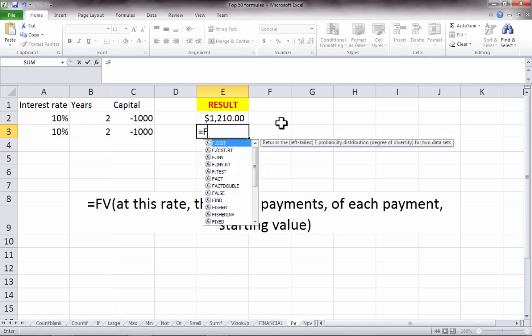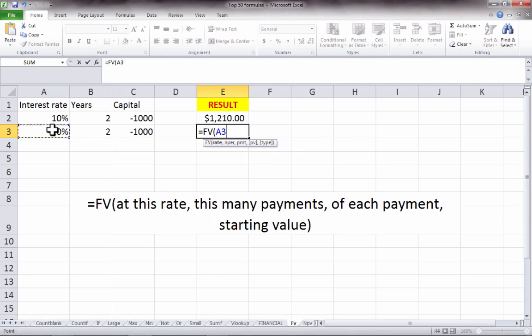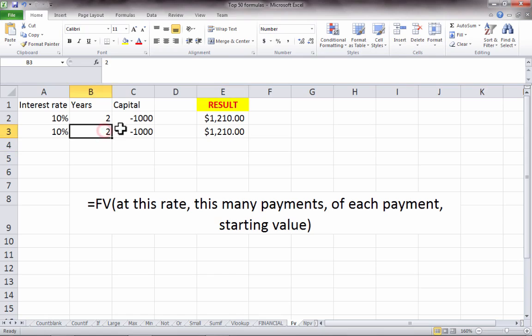So let's try it out. FV, give it the rate first. The number of periods, like number of years, so that's 2. There are no yearly payments, so that's 0. And then the present value, or the starting capital that you have, you place it here, and it gives you 1,210. So it's pretty cool because you could just try it out and play with the numbers. Let's say, hey, what if I place it for 10 years? And you would get the amount instantaneously.